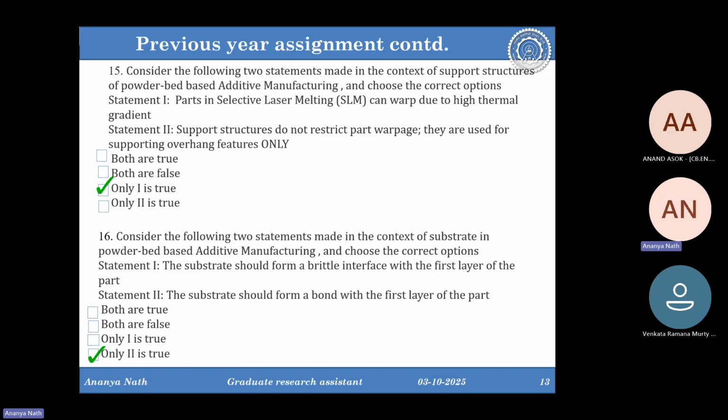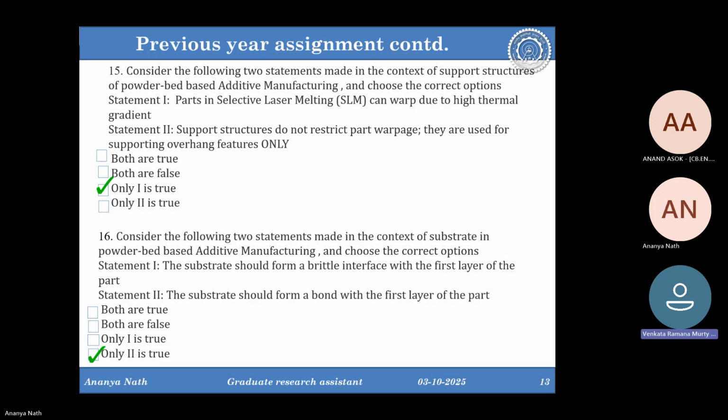The substrate should form a bond with the first layer of the part. If the substrate forms a brittle interface, there will be high chances of warping. So only 2 is true. It should get properly bonded and the dilution should be proper with the substrate, with the first layer of the part.